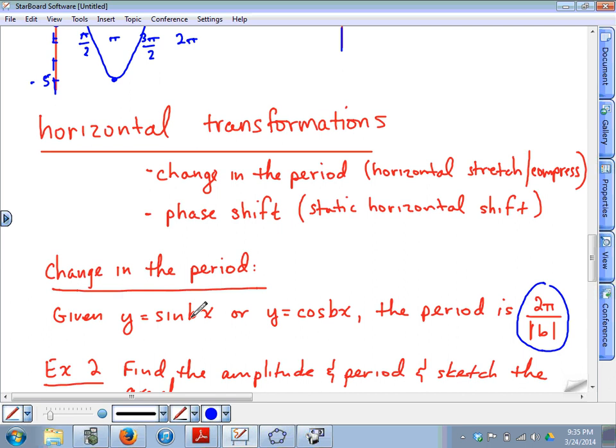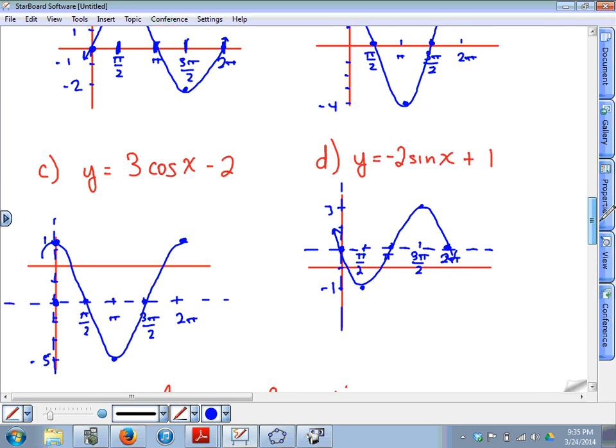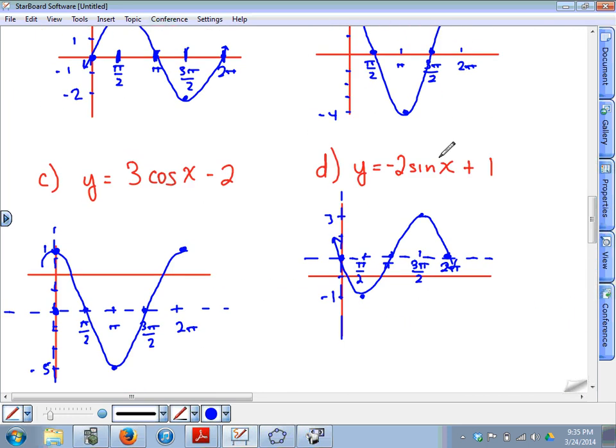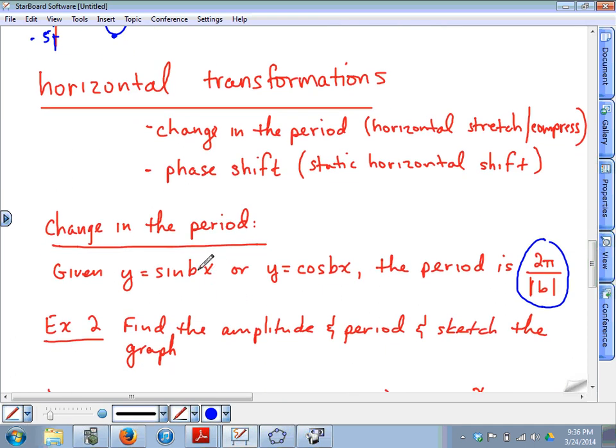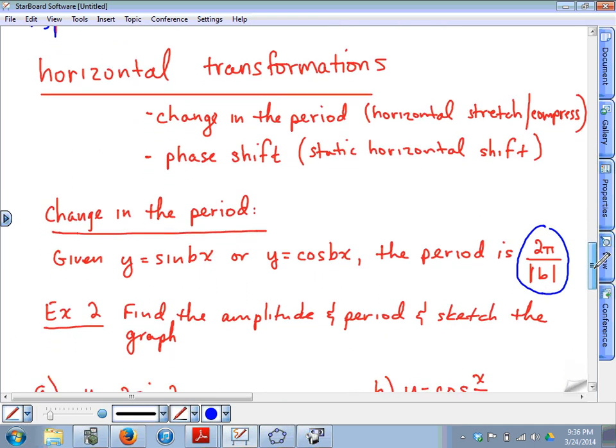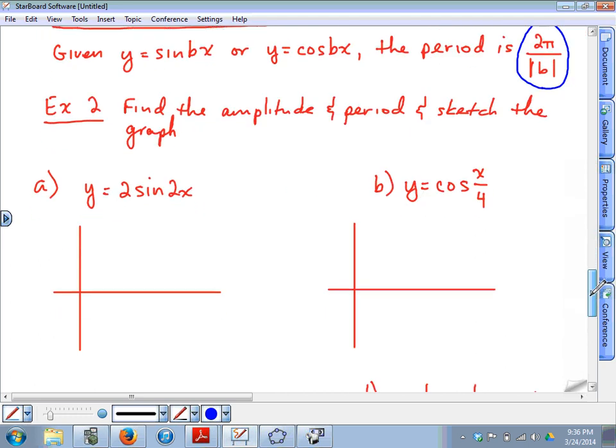So you take the value of b, 2 pi divided by the absolute value of b is equal to the period. Just in case you've forgotten, on a parent function where there is no value in front of the x, really there is a value, there's a 1 right there. So if there's a 1 in front of x, then the period is just 2 pi. But once you start putting numbers in front of x, that affects the period, either increases it or decreases it. So a couple of examples here.